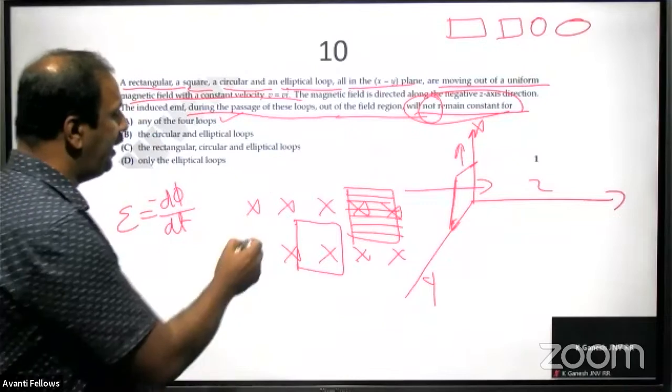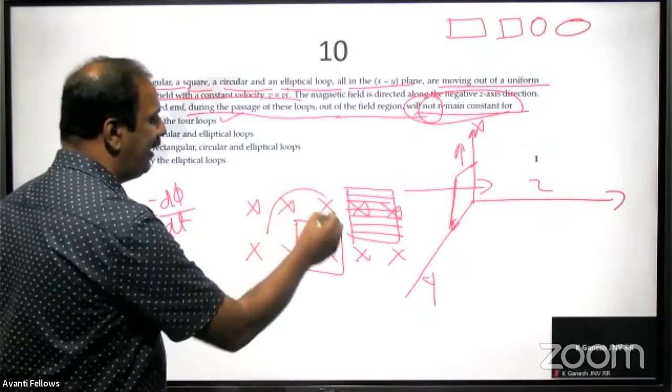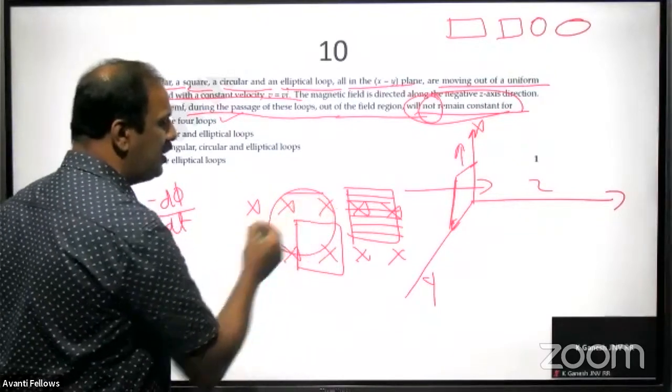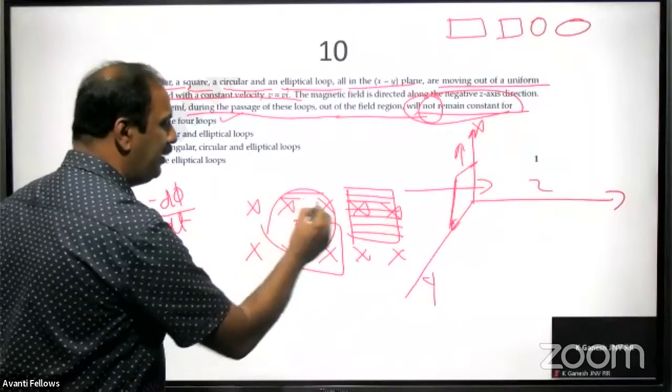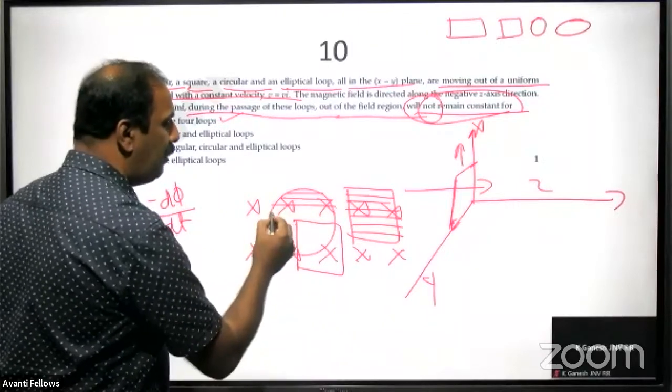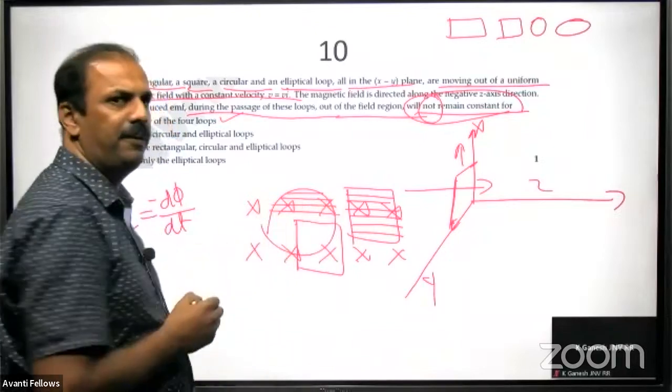Now, if you take the case of a circle, it is not like that. The first time it is going this much, second, it is going this much, third, it is going this much. So what happens is the rate is different.